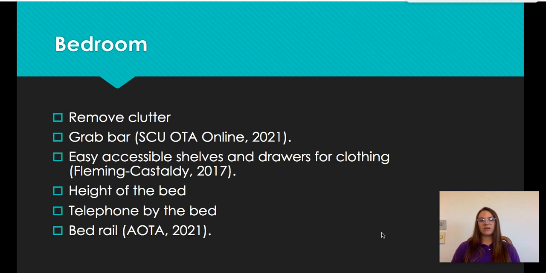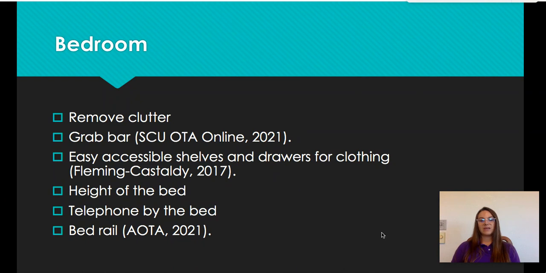Clutter can get in the way and can cause falls. We can add in grab bars, maybe by the bed. Make sure that there are easily accessible shelves and drawers for clothing. So we want to make sure that the clothing we normally use is placed where we can reach it easily. You can organize it and make sure it's easy to access.